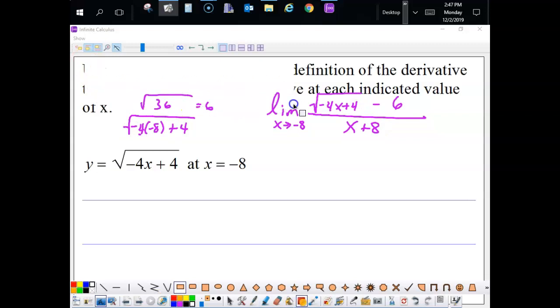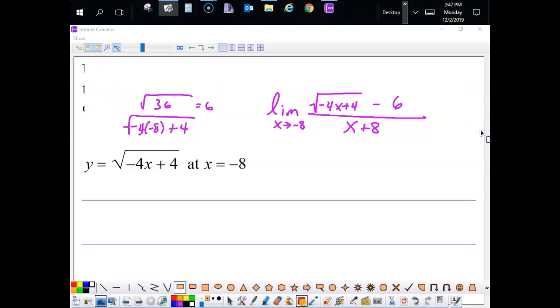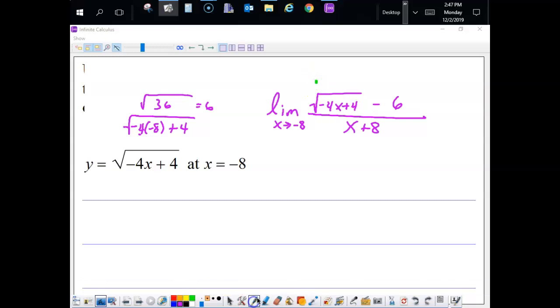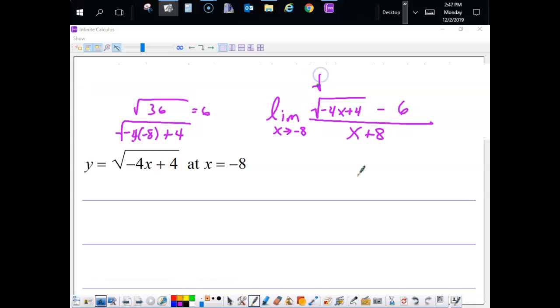The method that we would use here to find our limit would be the rationalizing approach. So I'm going to multiply the top and the bottom by the square root of -4x minus 4 plus 6. And don't forget, whatever you do to the top, you also do to the bottom. Okay.